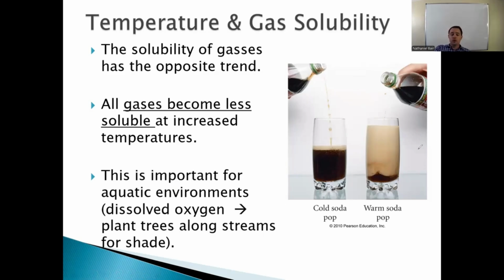This is a law. So, for example, opening cold soda versus warm soda. They both have the same amount of carbon dioxide dissolved in them, right? Because soda's carbonated. It's got dissolved carbon dioxide gas in there. When you open up the cold soda, the carbon dioxide is not as eager to get out. But when you open up the warm soda, that carbon dioxide wants out. You get a lot of foaming on that thing.